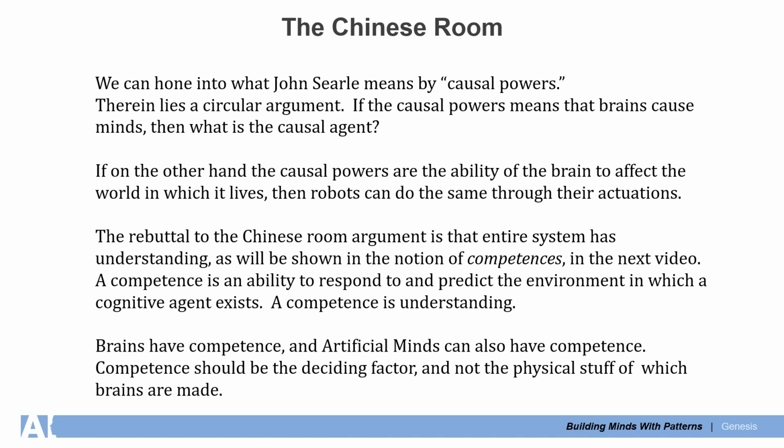There are many rebuttals to the Chinese room. This particular rebuttal is that the entire system has understanding, as will be shown in the notion of competences in the next video. A competence is an ability to respond to and predict the environment in which a cognitive agent exists. A competence is understanding. Brains have competence, and artificial minds can also have competence. Competence should be the deciding factor, and not the physical stuff of which brains are made.